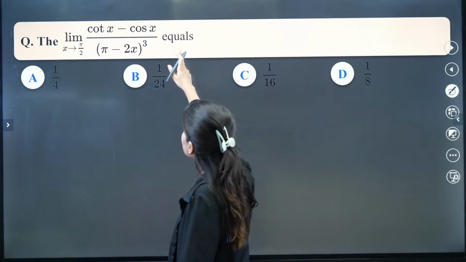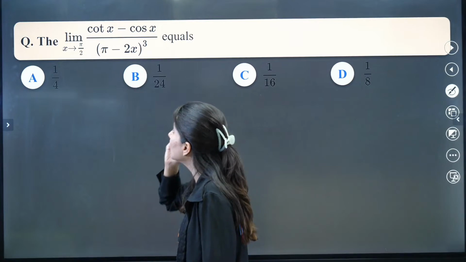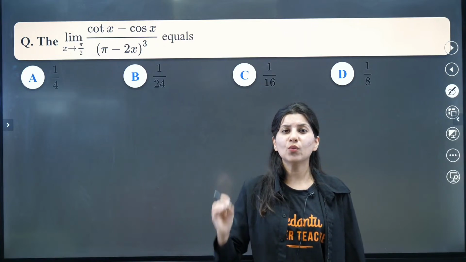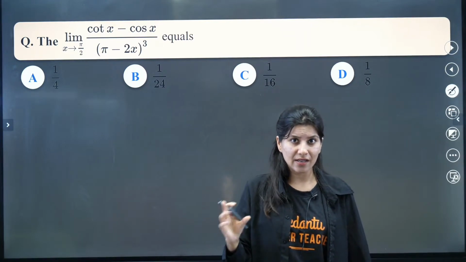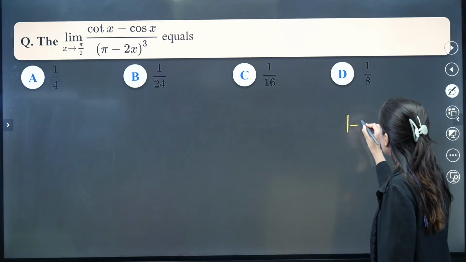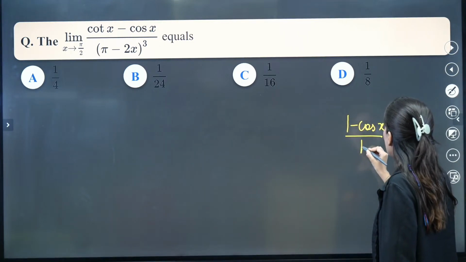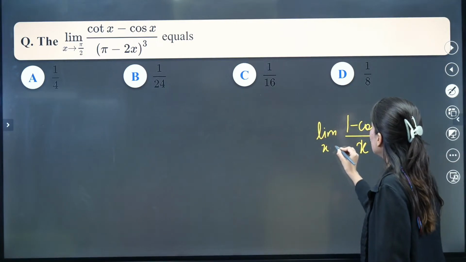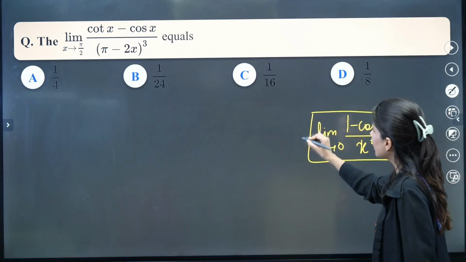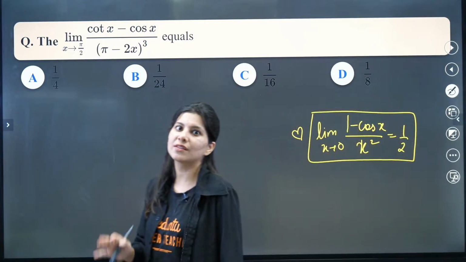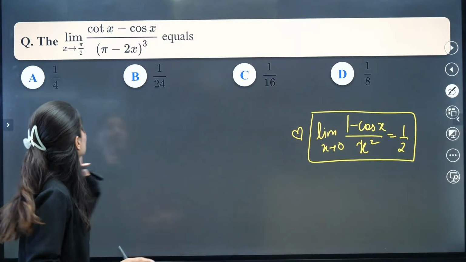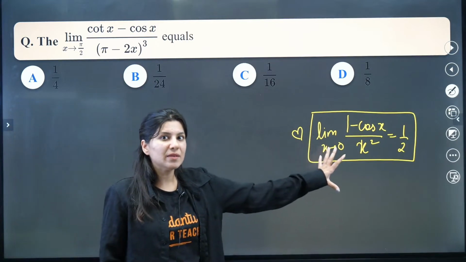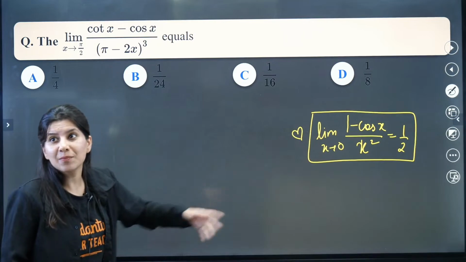So limit of (cot x minus cos x) upon (pi minus 2x) whole cube. You know what? One of my favorite limits, I have already told you, whenever I teach you limits, I always told you about this, that 1 minus cos x upon x square is nothing but half, only when limit x tends to 0. Do you know this limit? This is my favorite limit. Highly frequently used. This will make your life much, much easier. So now limit of this quantity we need to figure out. Maybe this limit will come into the picture. That's why let's keep it in mind.